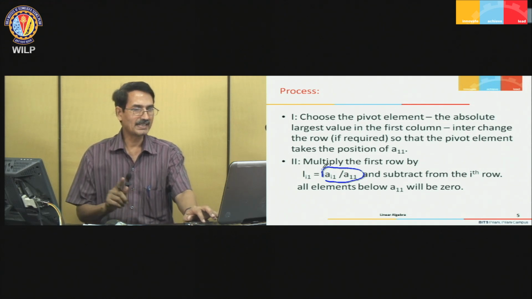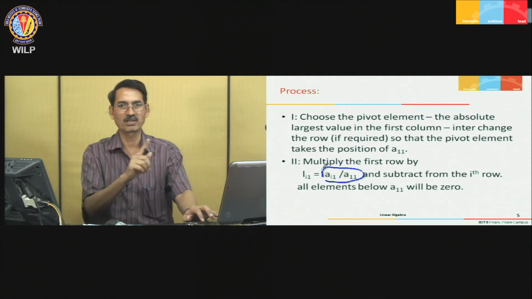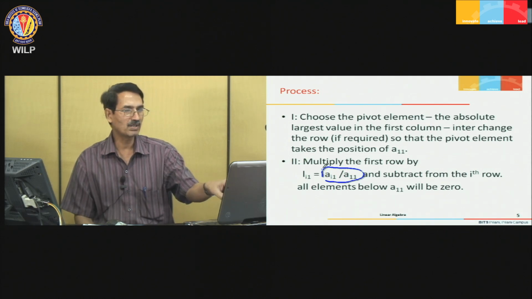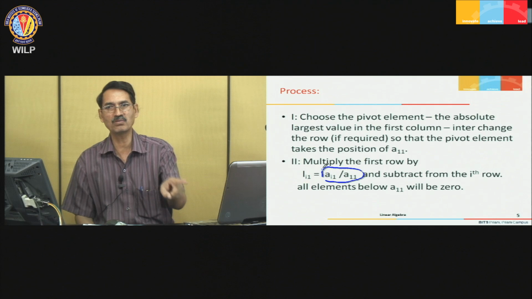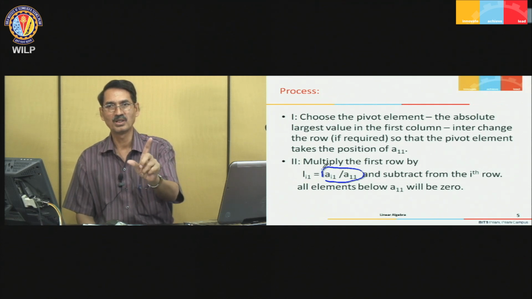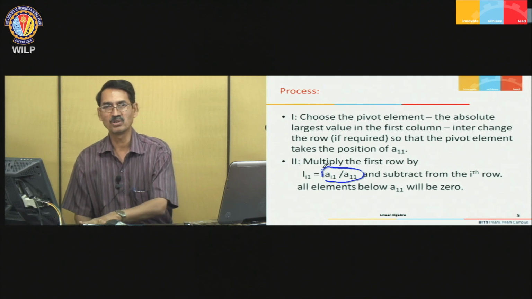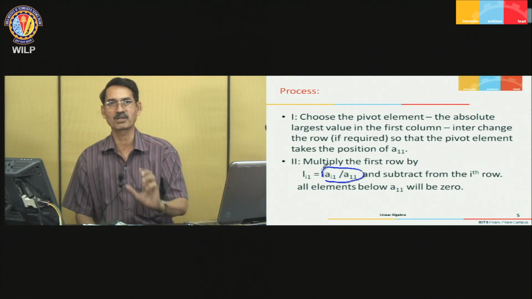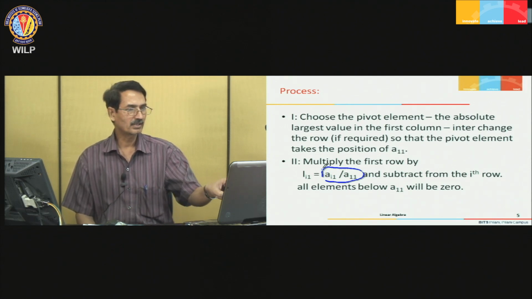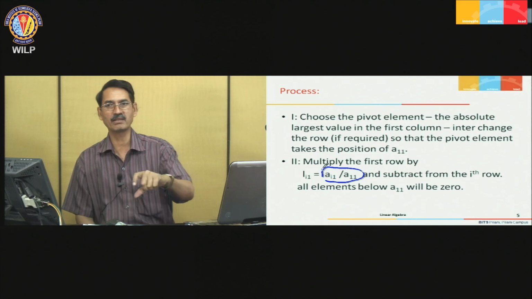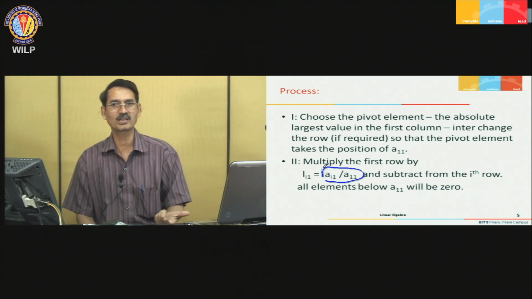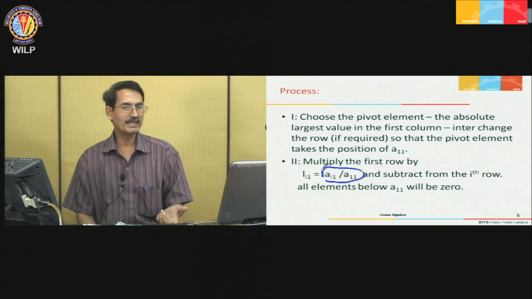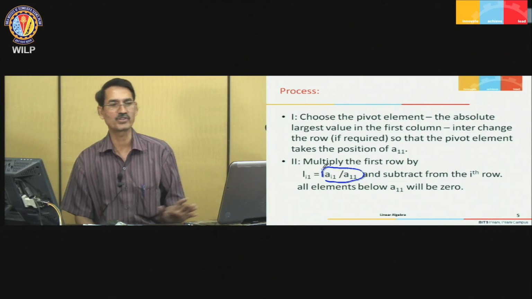So, this Li1 is Ai1 by A11. What is L21? L21 means A21 over A11. Multiply the first row by A21 over A11, then subtract from the second row, and you will see that you get the entry 0 below A11. Then L31, what is L31? A31 over A11. Again multiply the first row by A31 over A11, subtract from the third row and continue this process. See that all elements below A11 will be 0.